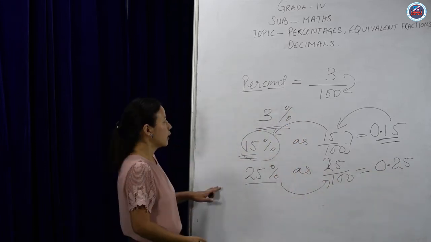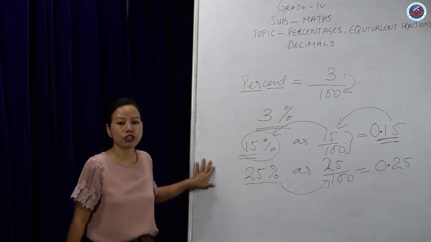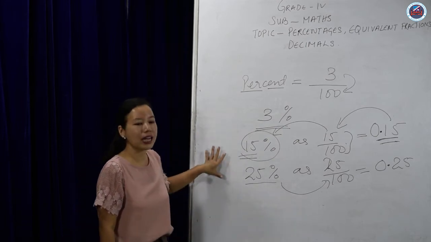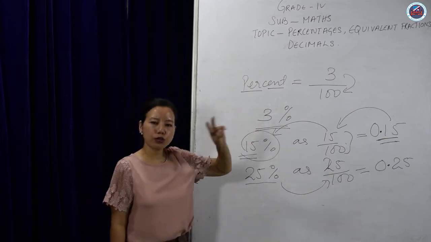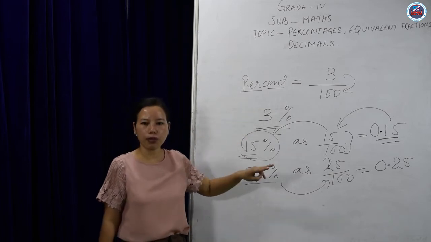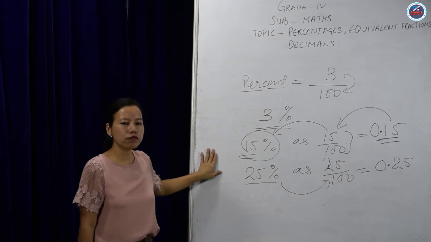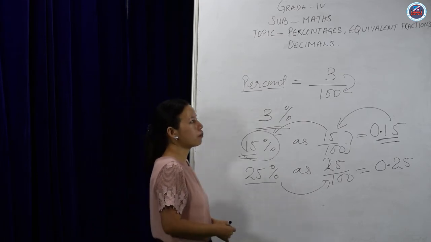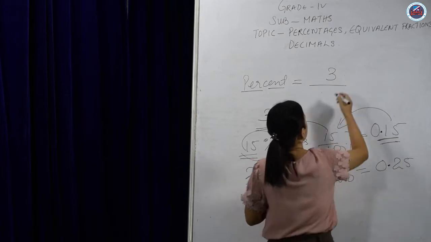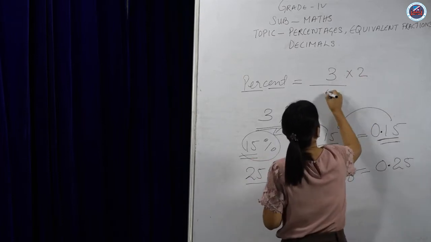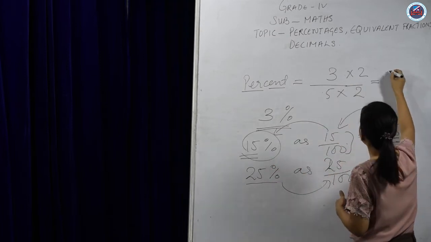Right? Now, next we have the equivalent fractions. So what is an equivalent fraction? Equivalent fractions represent the same amount or same value. The top and the bottom numbers will be different, but the value will be the same. To get an equivalent fraction, we multiply the top and the bottom number by the same number. We multiply the top and the bottom number by the same number to get an equivalent fraction.